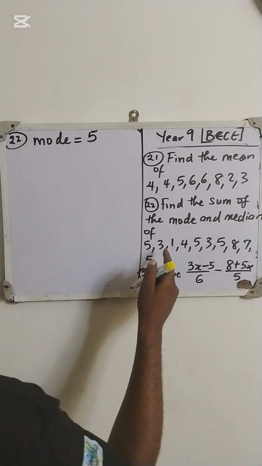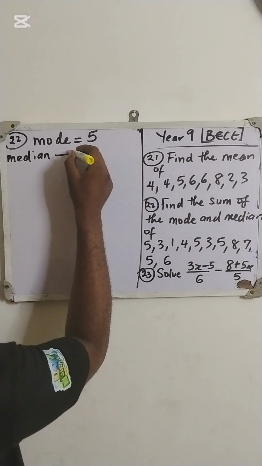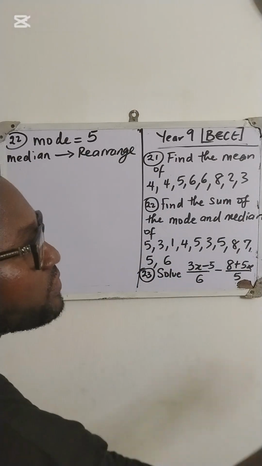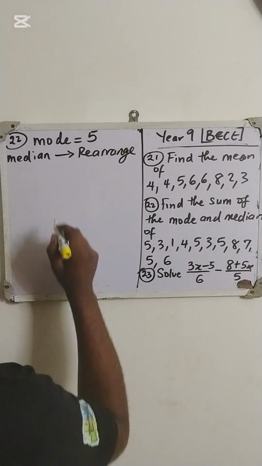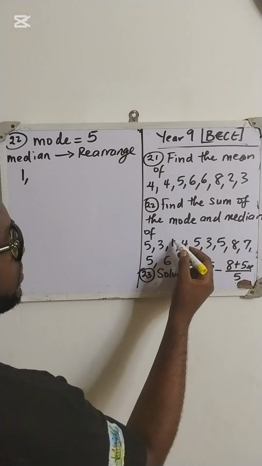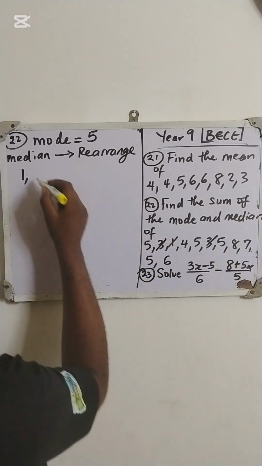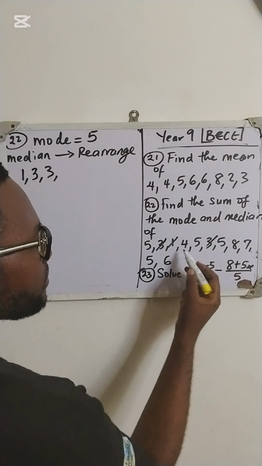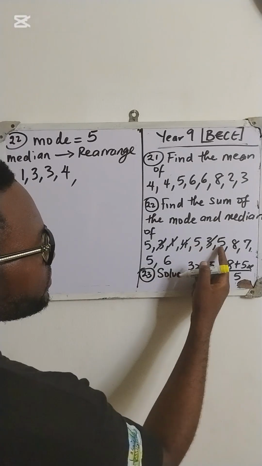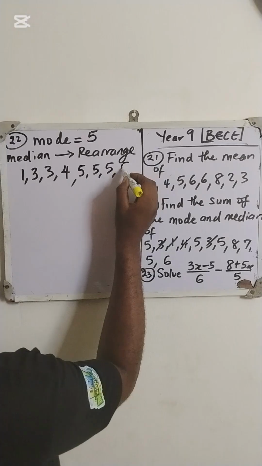So let's rearrange this. For the median, we rearrange either from the largest to the smallest or the smallest to the largest. Anyhow you do it, just rearrange. So let's take from the smallest to the largest. So we have 1. Let's cancel it out so we don't make mistakes. We have 3 two times, so 3, 3. Then we have 4 one time. Then we have 5 four times: 1, 2, 3, 4.